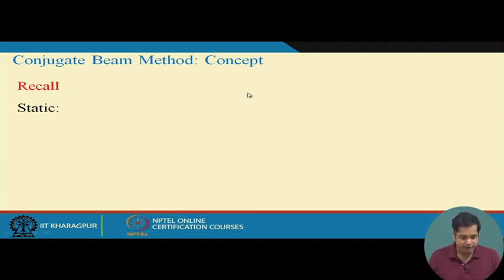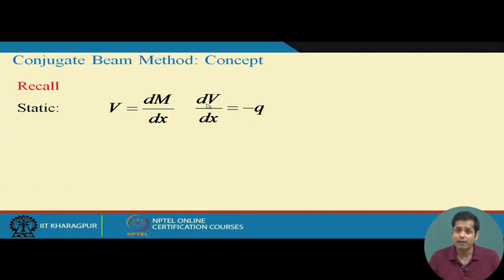Just to make it clear, let us recall the equations for statics. We already derived how shear force is related to bending moment, and in all the bending moment diagrams we observe that the bending moment is one order higher than the shear force. We also have another relation, dV/dx equals minus q, where q is the intensity of the load on the beam. This is how shear force is related to the intensity of the load. V, M and q are all static variables, and this is the way the static variables are related to each other.